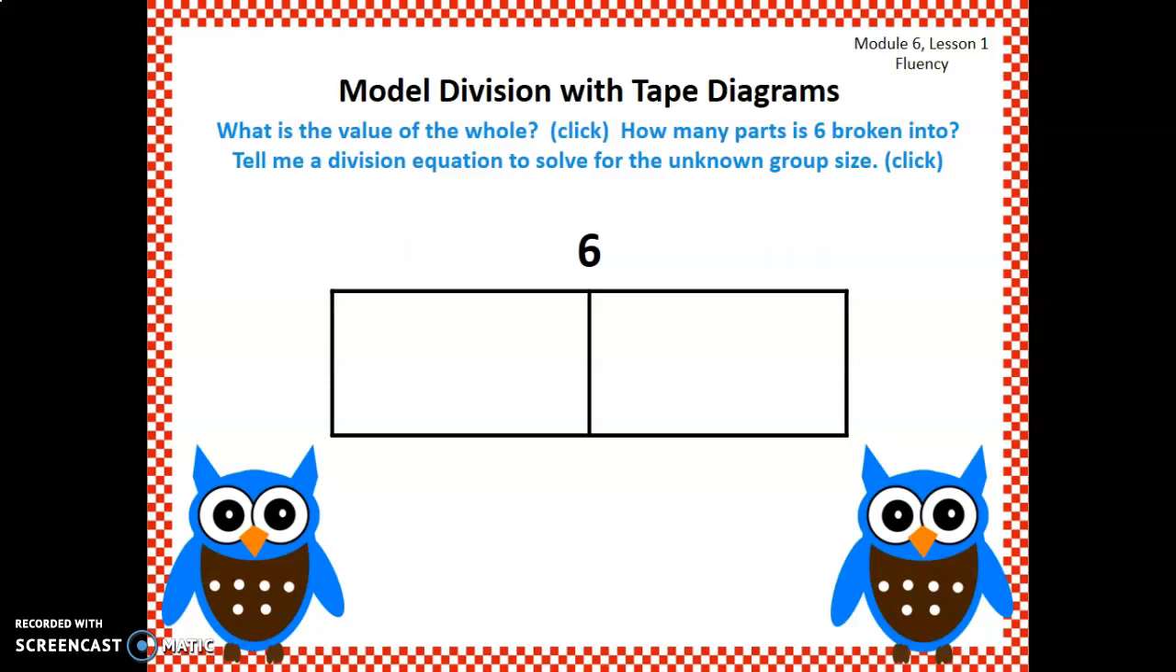Anybody think they know what that would be? There's a whole of 6. We know we have to start with our whole for division and then divide by 2 groups. So 6 divided by 2, 2, 4, 6. How many was that? 3. 6 divided by 2 equals 3.